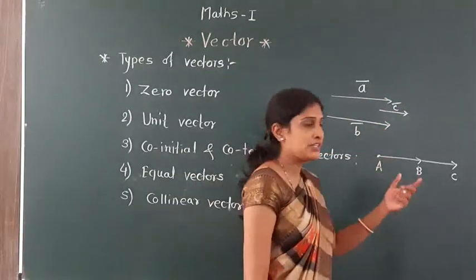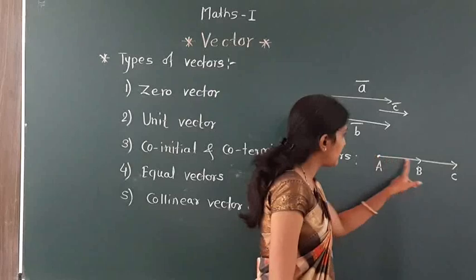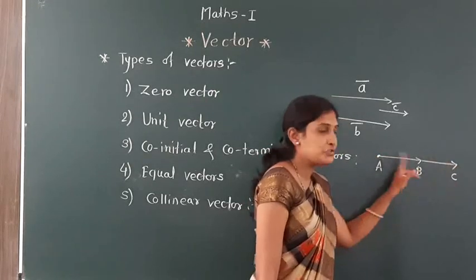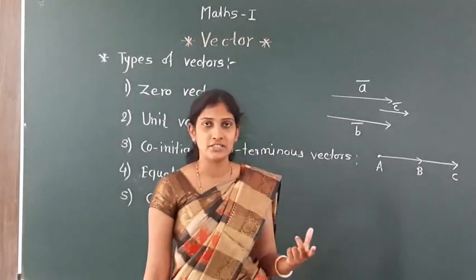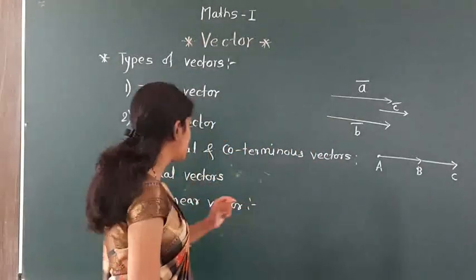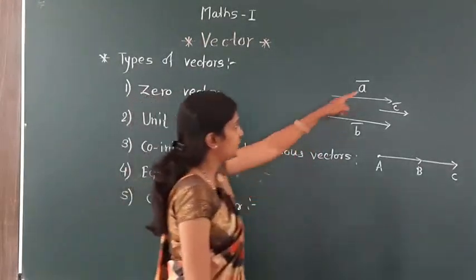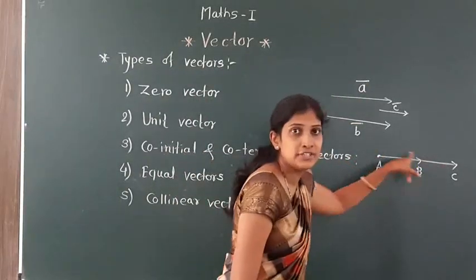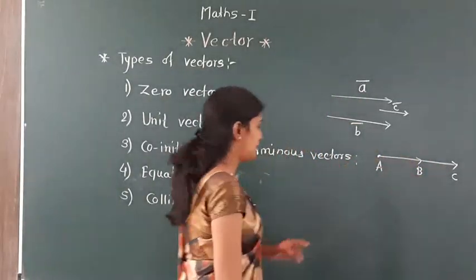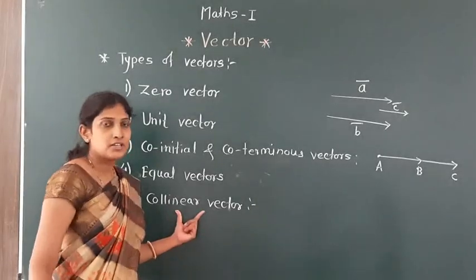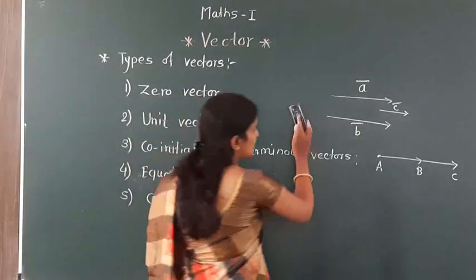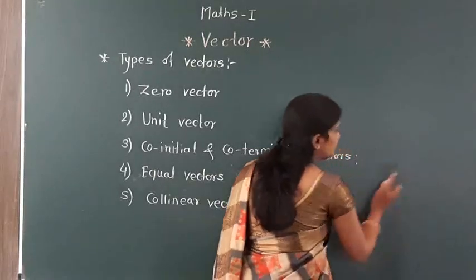So these three are collinear if they are parallel. And what does "along with" mean? AB bar and AC bar, these two vectors are along with each other, so this is also a collinear vector. So what is the concept of collinear vectors? If they are parallel or if they are along with each other, then they are called collinear vectors. Now next is negative of a vector.